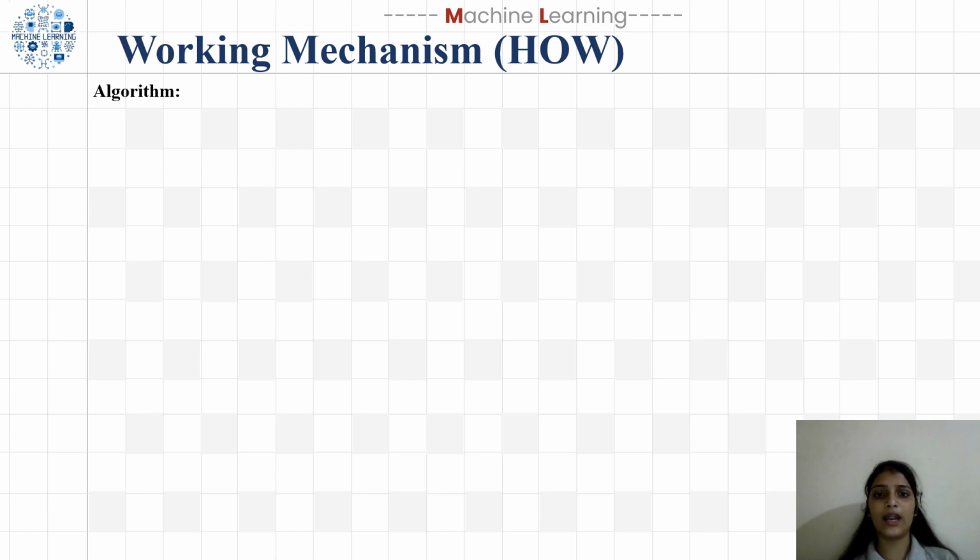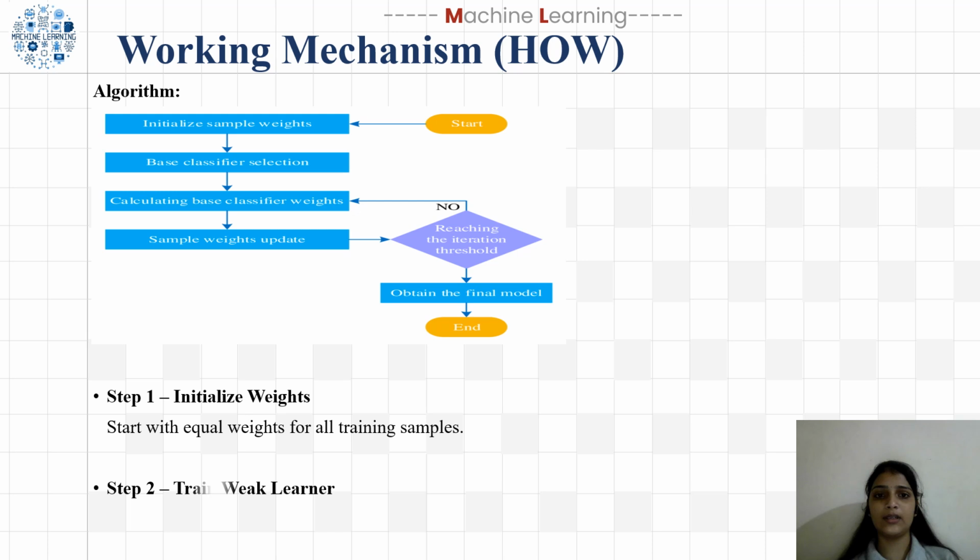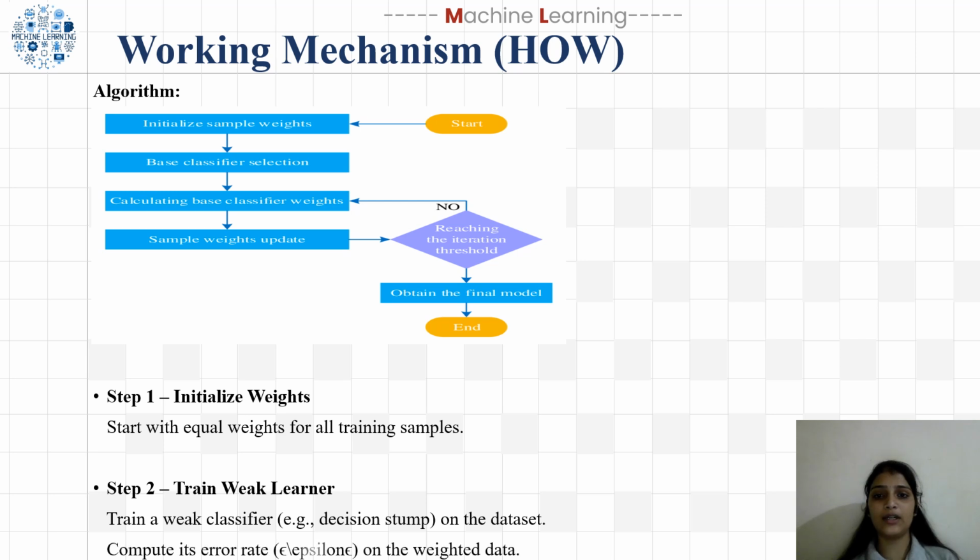So, how does AdaBoost actually work? Let's go step by step. The first step is to start: assign equal weights to all training samples. The next step is to train a weak learner. Train a simple classifier like a decision stump or decision tree on this weighted dataset. Compute its error rate on the weighted data.